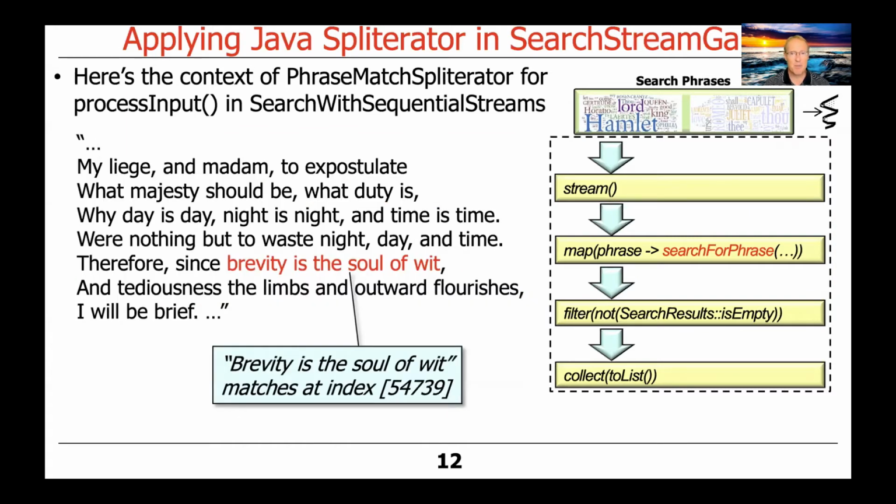Here's just a simple example of what this looks like. Let's say we're searching in the play text for Hamlet, and we're looking for the phrase "brevity is the soul of wit," which of course occurs in Hamlet. What we'll get back from this will be a result object that indicates that that phrase appears at index location 54,739. So "brevity is the soul of wit" begins at the character offset 54,739 into the play Hamlet, which might be helpful if you're trying to do a search to figure out where these phrases come from.